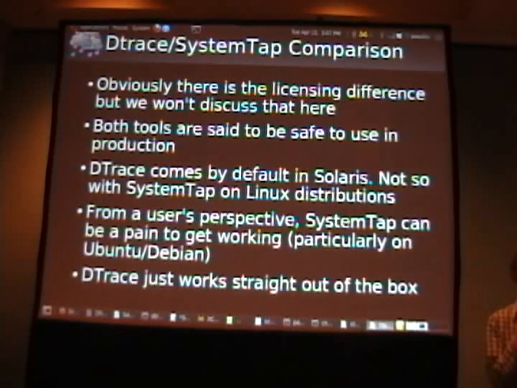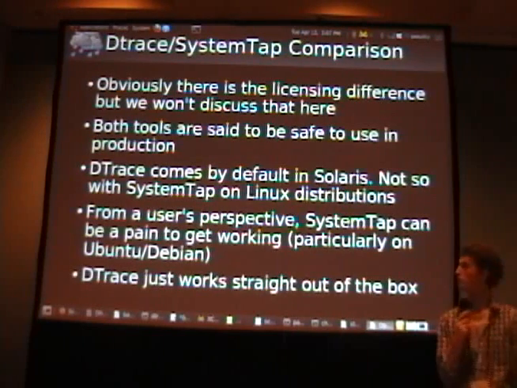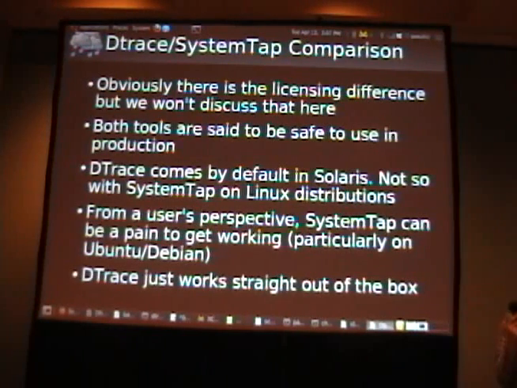I put one slide on DTrace and SystemTap comparison. I didn't really want to do much. There's lots of information on the internet comparing the two tools. I'm not going to discuss licensing issues. Both tools are now said to be safe to use in production. DTrace comes by default on Solaris, so it's always there. Not the case with SystemTap, especially on Ubuntu. I think the latest versions of Red Hat are coming with it by default.